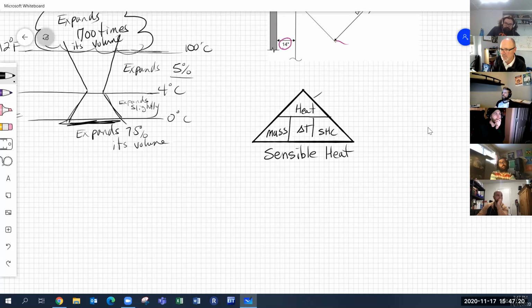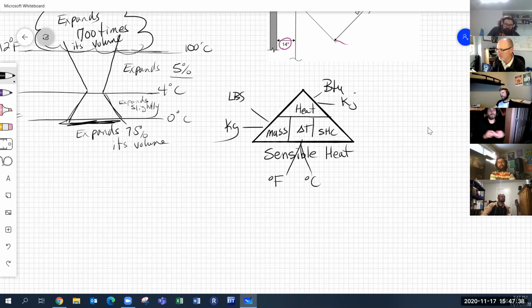So the heat is measured in BTUs or kilojoules. The mass is always in pounds or kilograms. The delta T is in degrees Fahrenheit or degrees C, always. So you always have to maintain metric or imperial, right? Once it's in metric, you stay in metric. If it's imperial, you stay imperial.